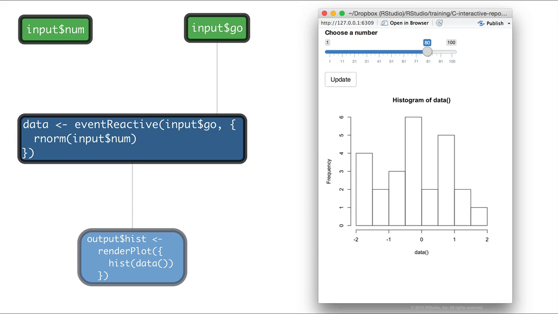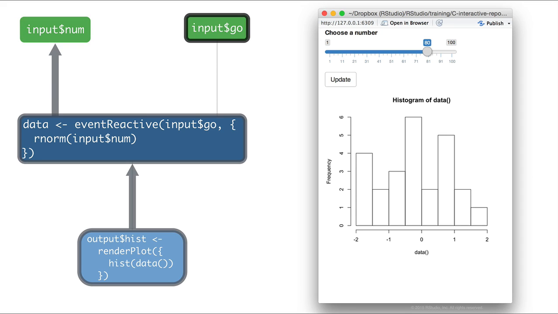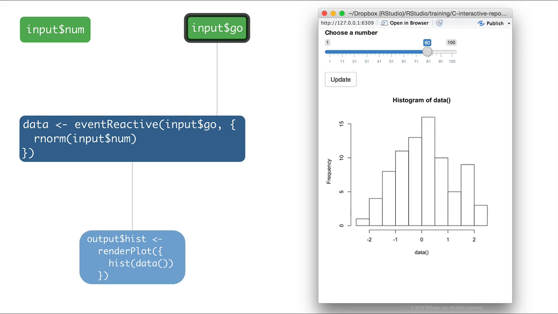When it updates itself, it calls the reactive expression. The reactive expression has been called and it knows it's invalid, so it's going to rerun its code. When it does that, it's going to call input$num. So it will retrieve and use the most up-to-date value of input$num. It just won't take a dependency on it. And once it computes itself, the output can use that new data set to recompute itself, and we get our new graph.